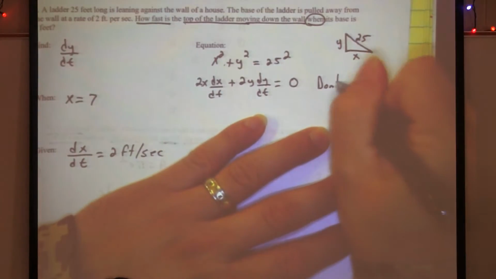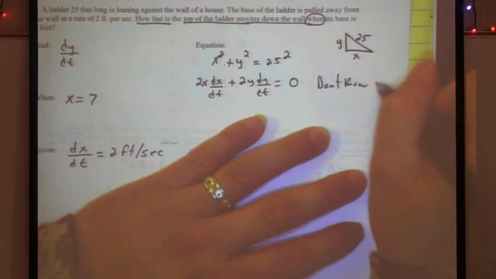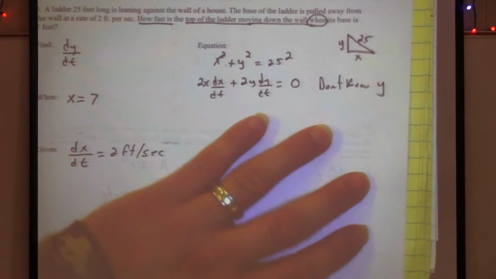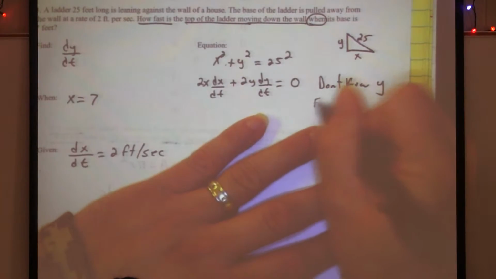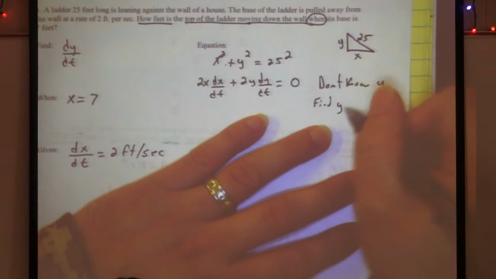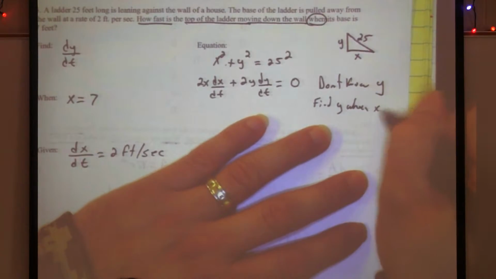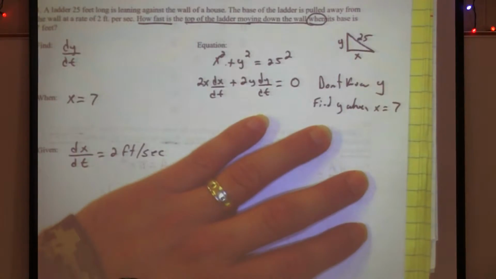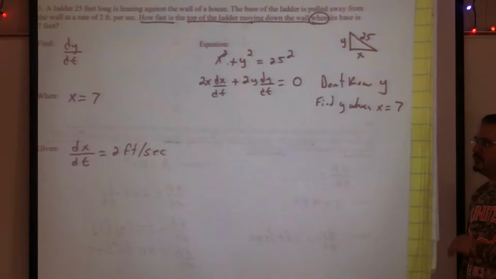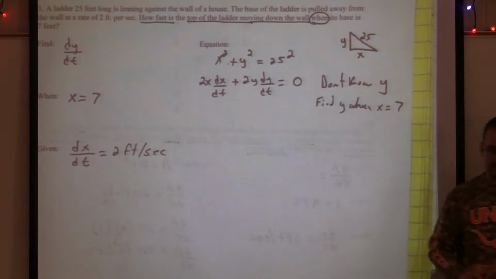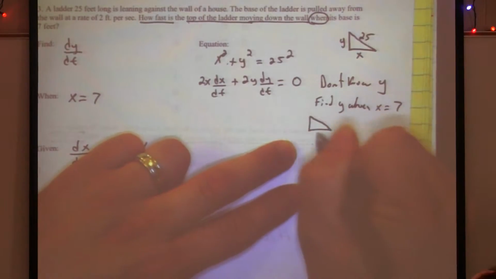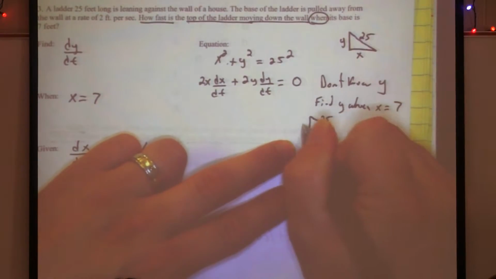So, we don't know y, but can we use what we know to find y? Yeah. Can we find y? We only need one y, right? We need the y specifically when x equals what? 7, right? That's the specific y we need, because there's a whole bunch of different y's that we're going to have, but we need the specific one when x is 7. So we can use the Pythagorean theorem to figure that out. So now I can come down here and put a 7 here and a 25 and try to find that y.